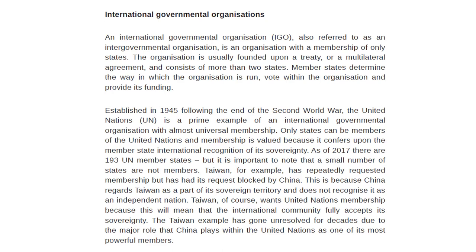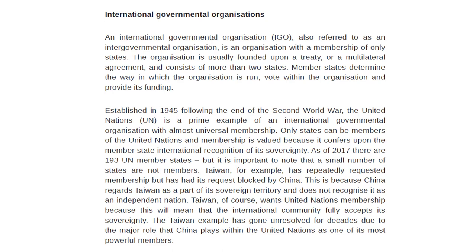Established in 1945, following the end of the Second World War, the United Nations, UN, is a prime example of an international governmental organization with almost universal membership. Only states can be members of the United Nations. Membership is valued because it confers or gives upon the member state international recognition of its sovereignty. So again, if you have a country that's not sovereign, which all countries are sovereign, you know, they have their own laws, they can protect their borders, they can have all the images that state who they are, like their flag.